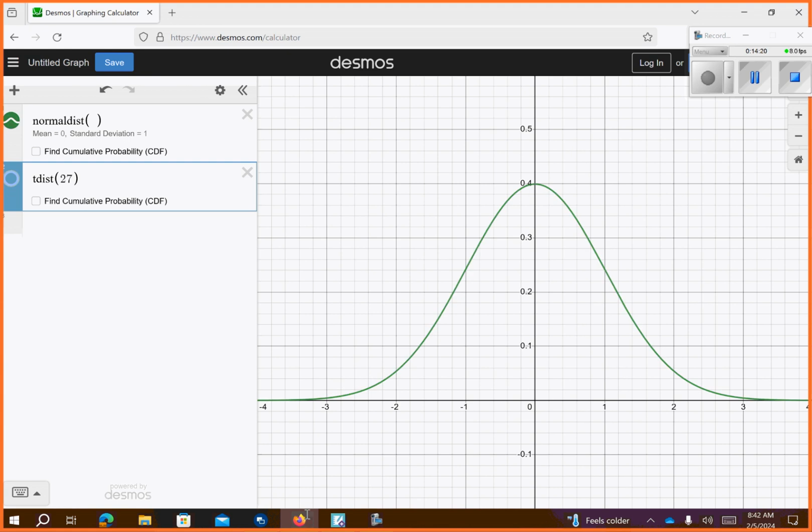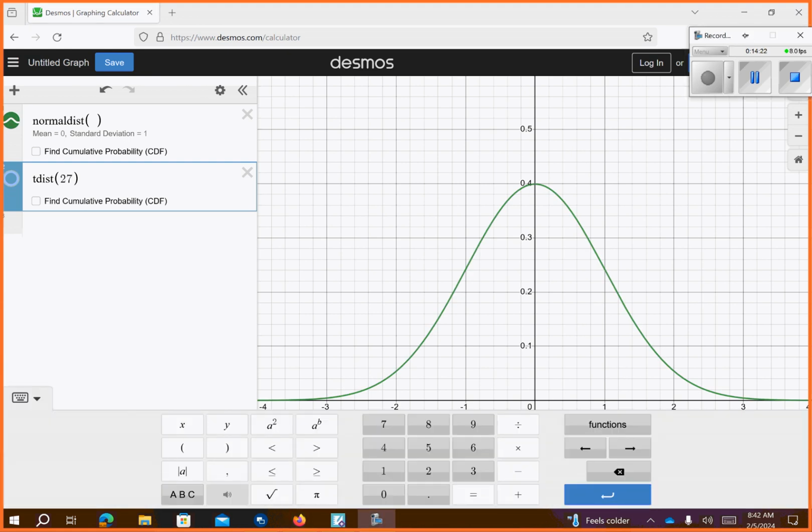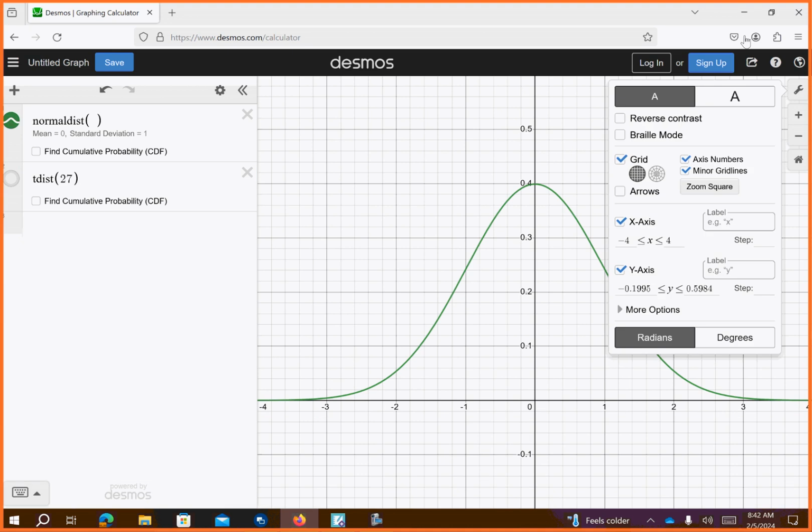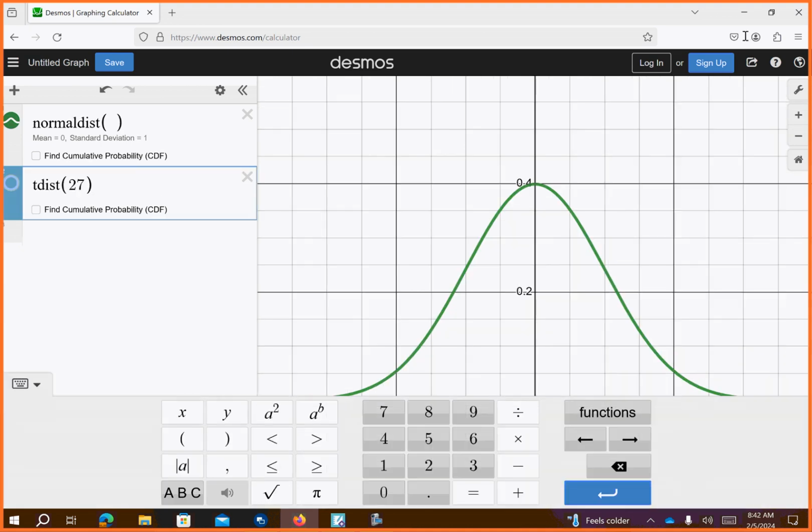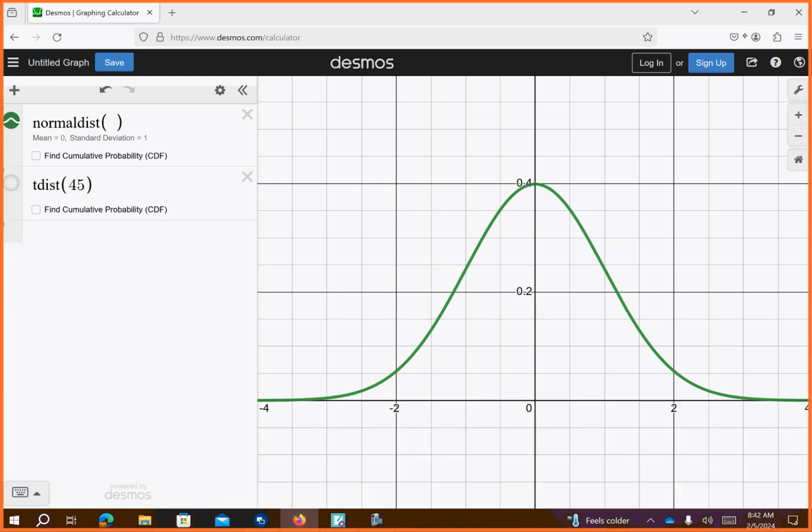So watch this. If I made my degrees of freedom, let's say I made it like 45. Watch this, ready? It's green right now for normal distribution. Look at this. It's almost spot on. Agree?